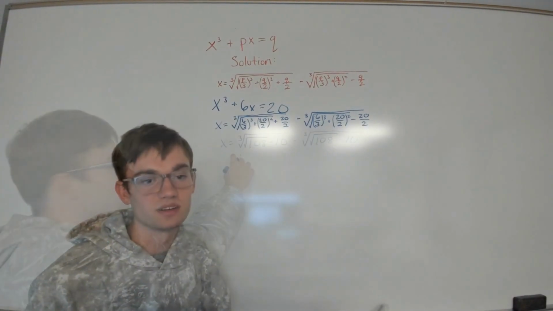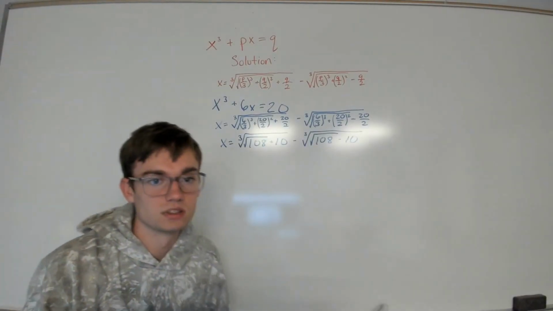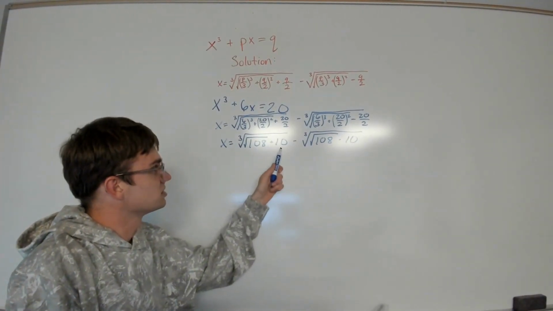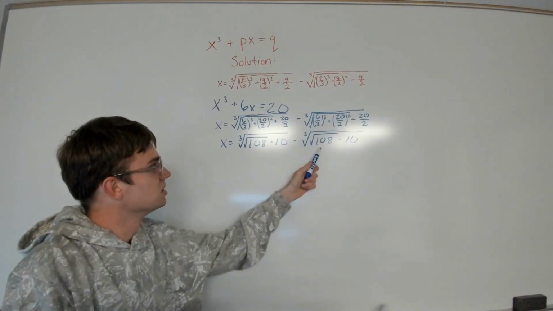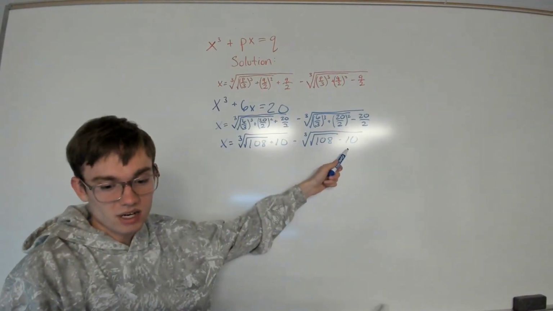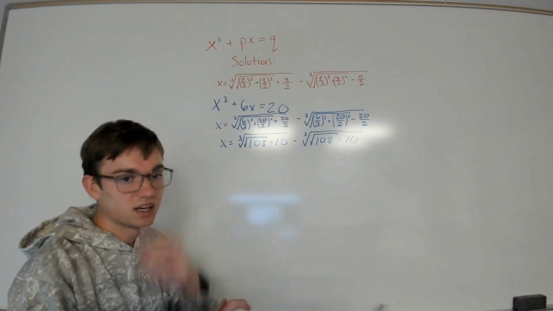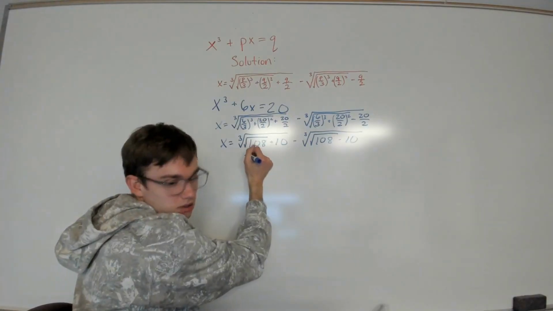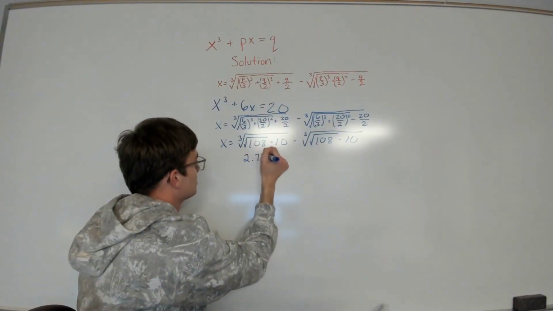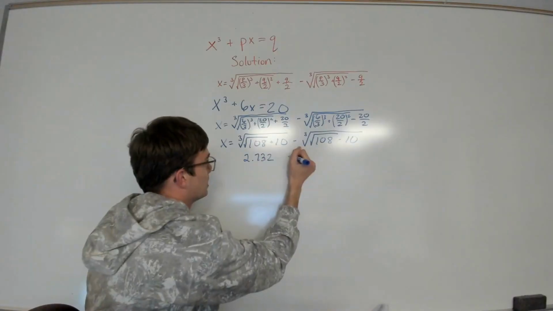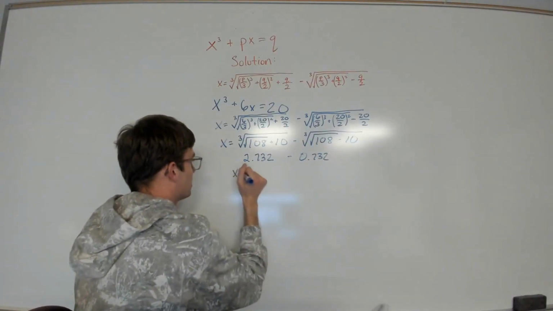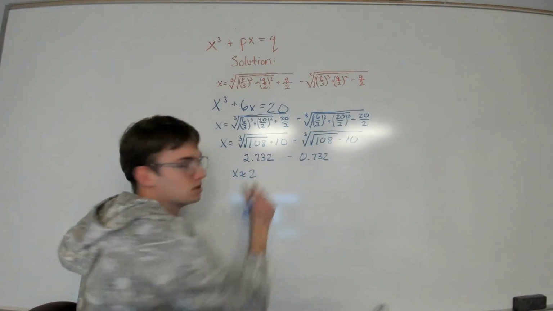Let's simplify that down a little bit. This simplifies to x equals the cube root of the square root of 108 plus 10 minus the cube root of the square root of 108 minus 10. Calculating these out, we get about 2.732 minus 0.732. So we know x is about 2.